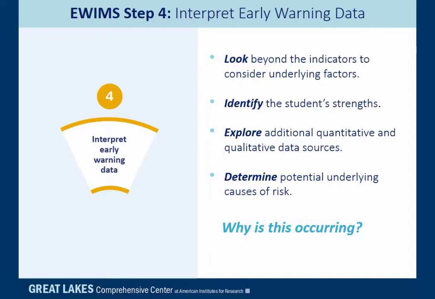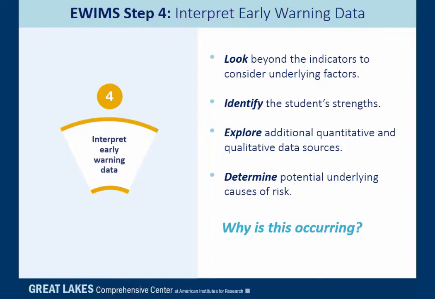Step 4 is important because it helps identify the reasons why a student is flagged, leads to appropriate interventions that are based on student needs, and may help address school and district-wide issues. It is only by understanding the underlying causes of risk, the root causes, that we can truly and effectively intervene.